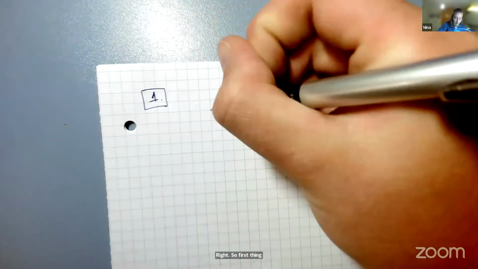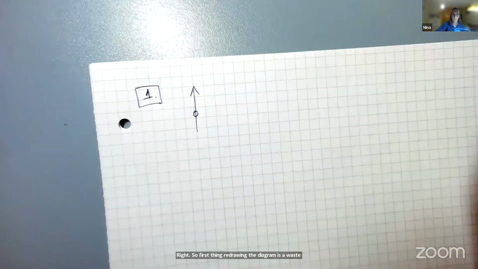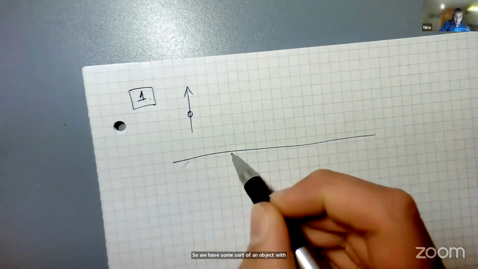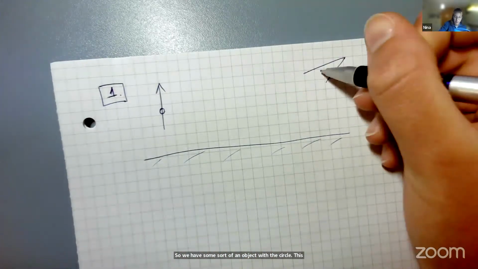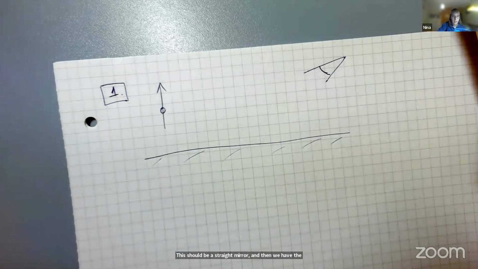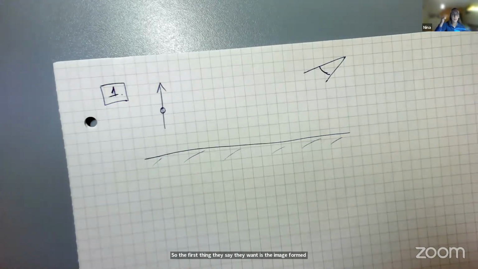So first thing, redrawing the diagram as always. So we have some sort of an object with a circle. Oops. This should be a straight mirror. And then we have the observer. So the first thing they say they want is the image formed by the mirror. And they want the position and the nature.